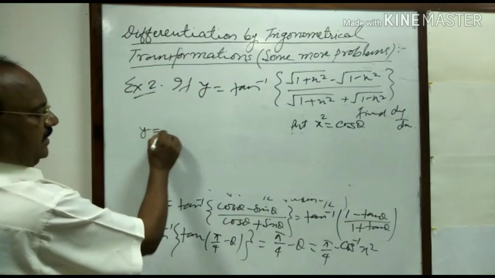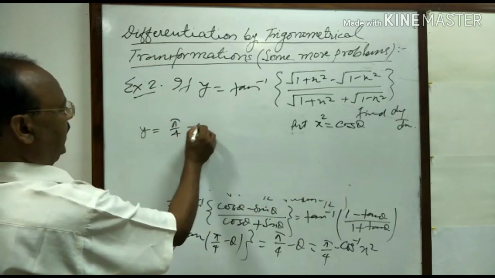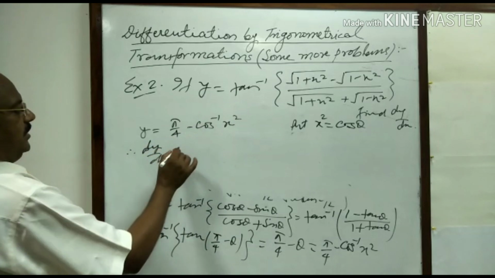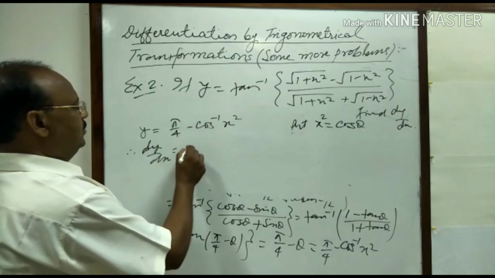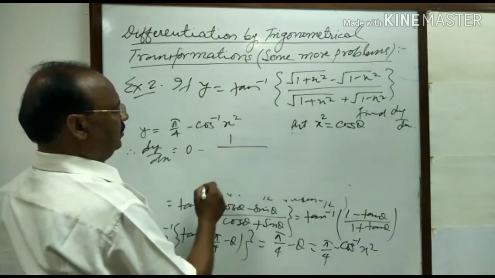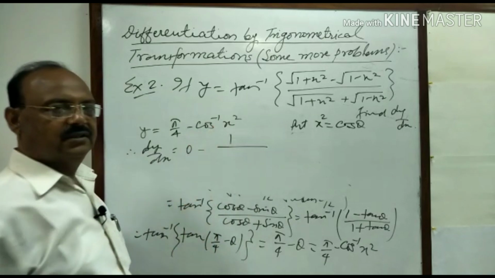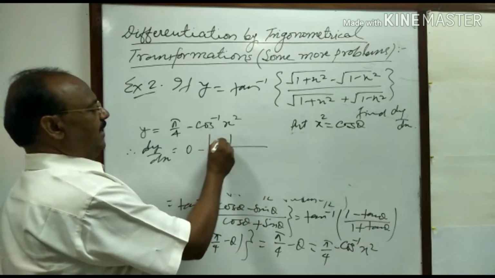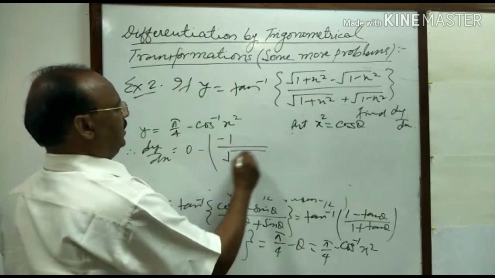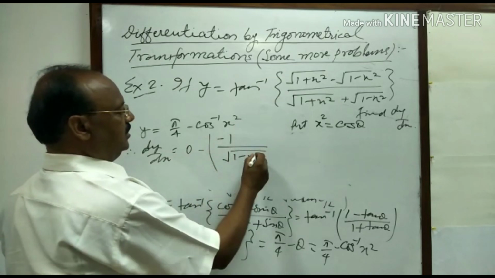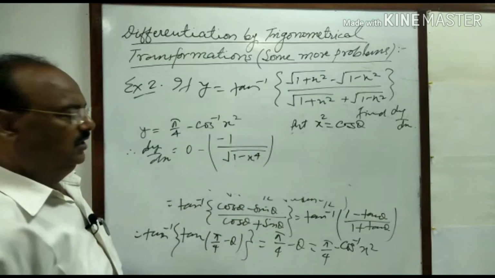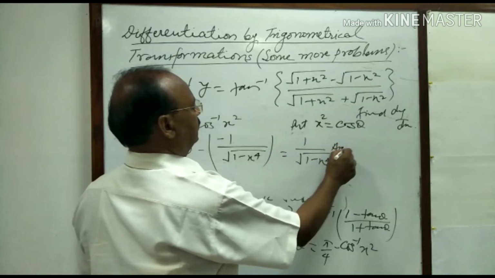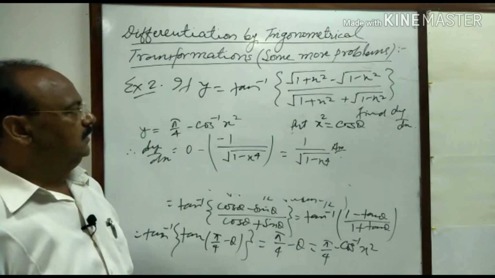So we are getting y is equal to pi by 4 minus cos inverse x square, and therefore the derivative of y with respect to x: this is constant, so its derivative will be 0, and minus, you know the formula, derivative of cos inverse x is minus 1 by root over 1 minus x square. So there will be a minus sign, minus minus 1 by root over 1 minus x square, multiplied by the derivative of x square, which is 2x. And finally we are getting the answer, this is 2x by root over 1 minus x to the power 4. This is the answer. Now next question.